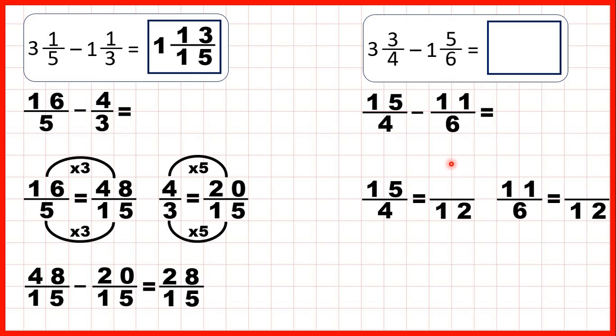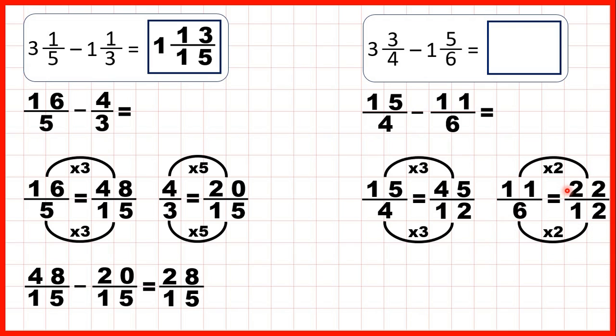Now we'd still get the right answer if we used any other common multiple, but if we're using 12, 4 times 3 is 12, and 15 times 3 is 45. Again, you might need short multiplication for that. Now 6 times 2 is 12, and 11 times 2 is 22. So we can rewrite our question again.